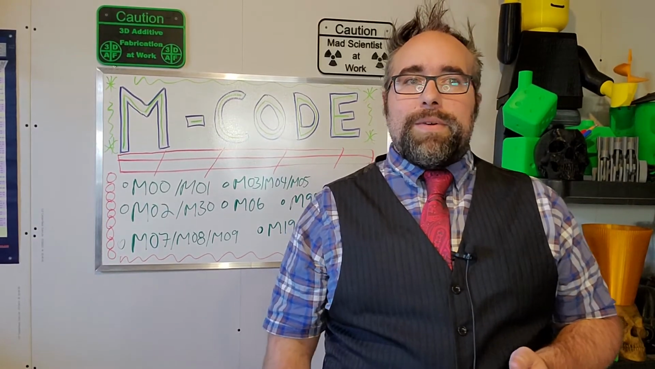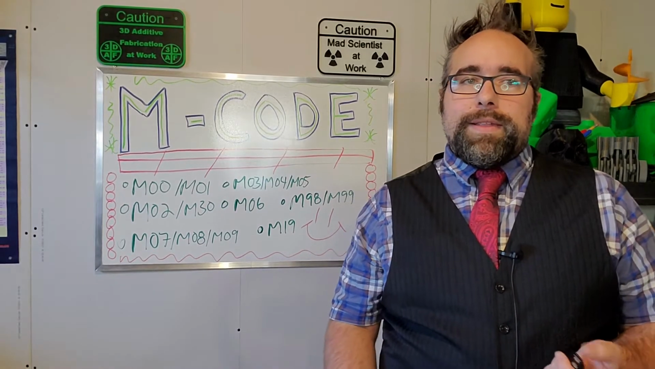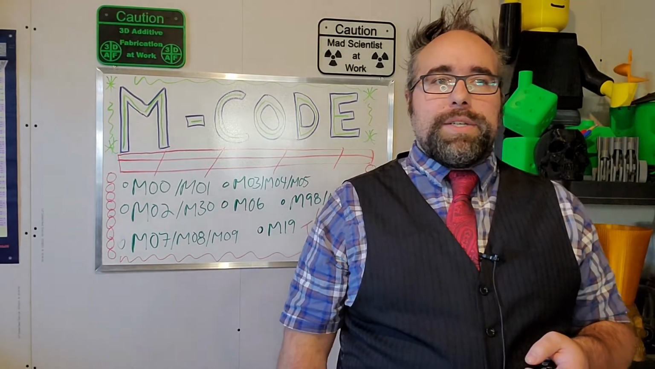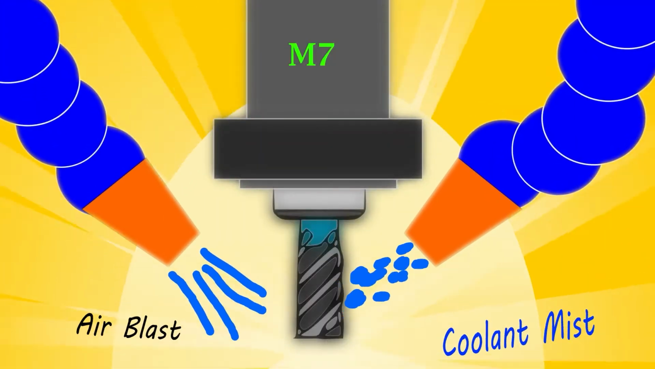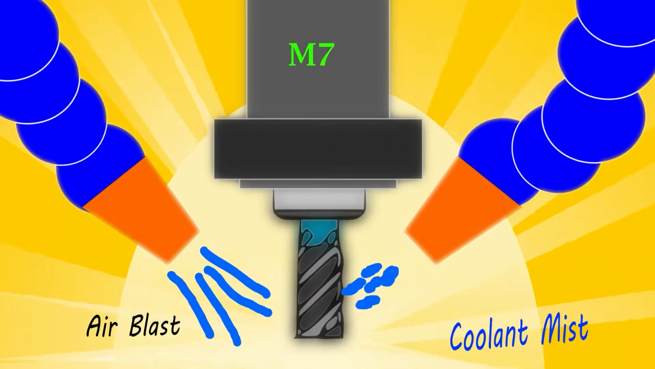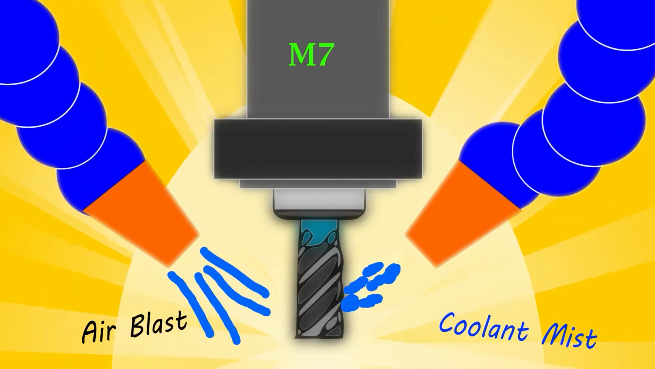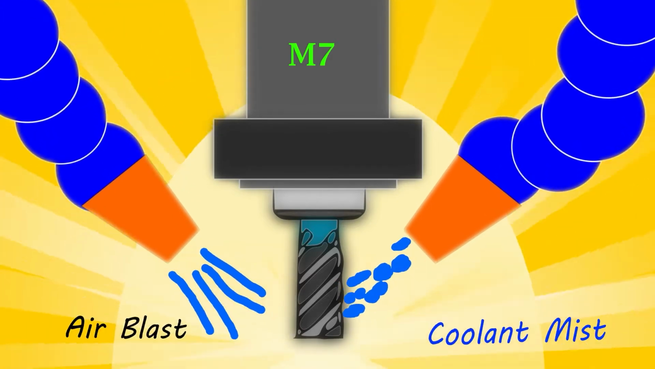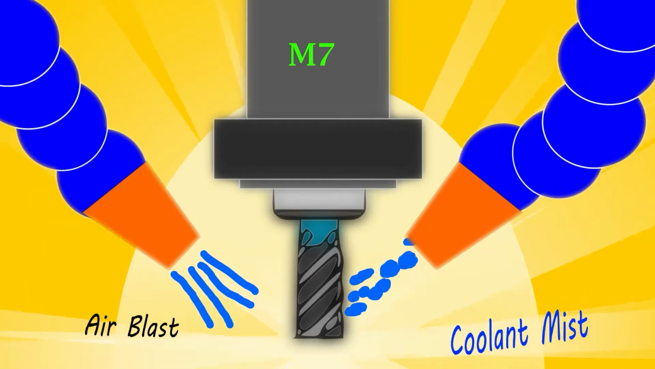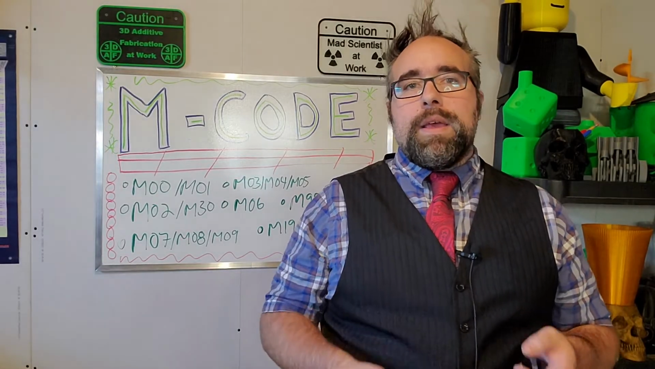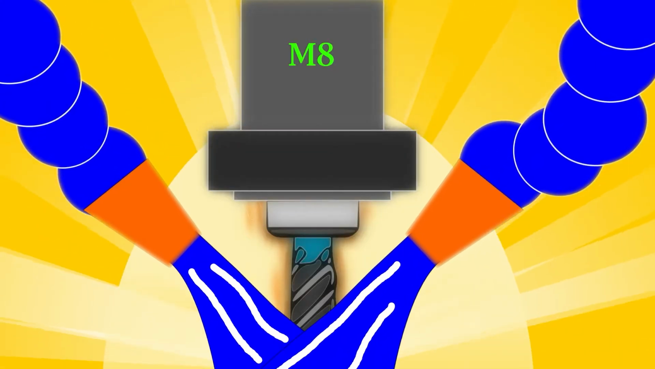So this is your M07, M08, and M09. Coolant codes tell the machine what type of coolant strategy you would like to use with the specific operation. M07 is a little bit more open-ended. I have seen it represent both air blast and mist, depending on the machine configuration. Either way, the main thing is that you're focusing more on direct chip removal and a little less on cooling your tool.